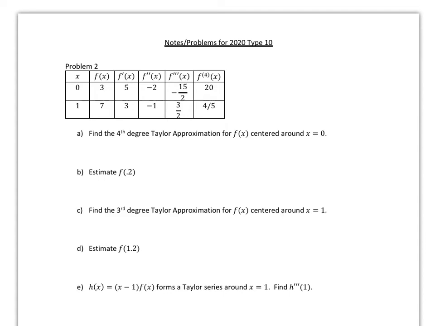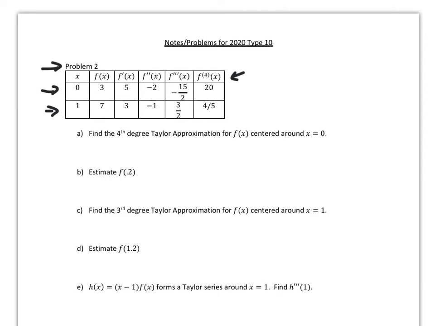Hi, this is a continuation of review of type 10. This is problem number 2 in the packet that I do have. And so we want to look at what happens with this one. They give us a table of values. Those values tend to turn out to be different order derivatives, one of them at 0 and one of them at 1 evaluated out. And so they want us to write the Taylor polynomial.